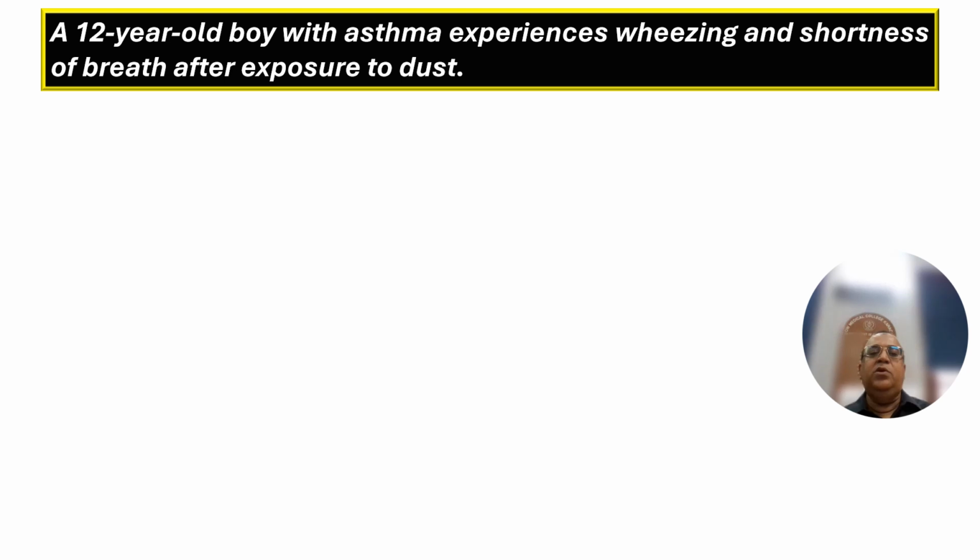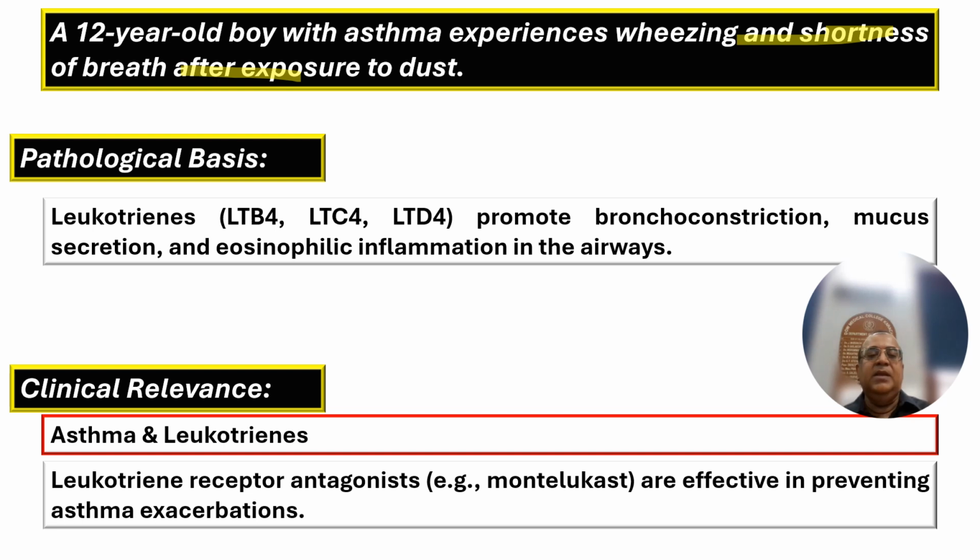A 12-year-old boy with asthma experiences wheezing and shortness of breath after exposure to dust. The case is asthma and the associated leukotriene secretion. Leukotrienes B4, C4 and D4 promote bronchoconstriction, secretion of mucus and eosinophilic inflammation. Inhibitors such as montelukast are effective in preventing asthma exacerbation.